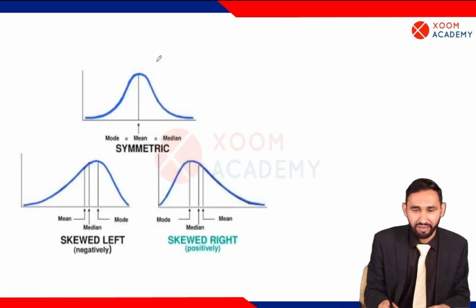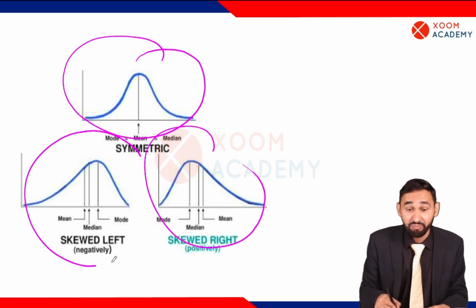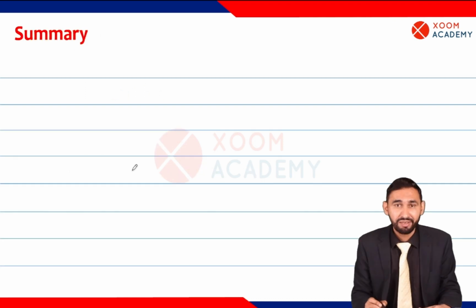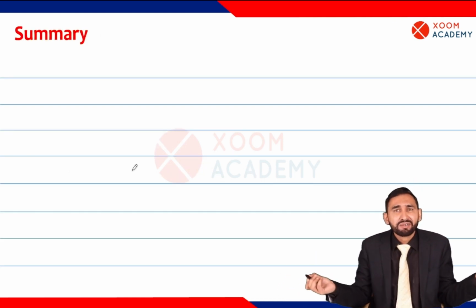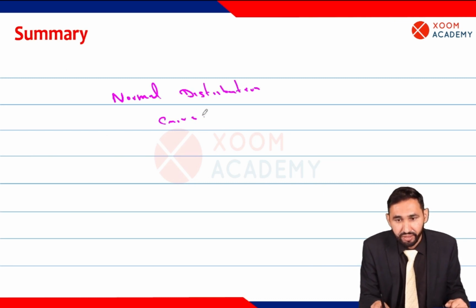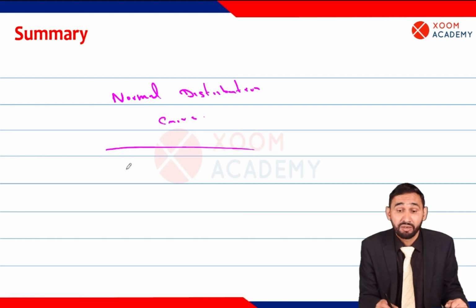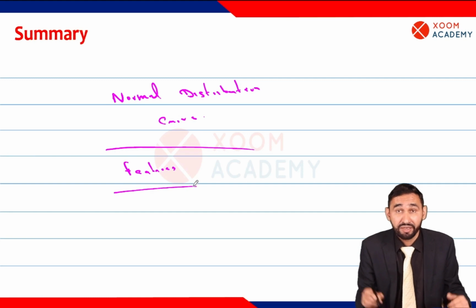You can see all the curves. This is symmetrical curve. This is right skewness and this is left skewness. You must remember these diagrams. So now we will summarize this session. We have discussed what is normal distribution curve, and what are various characteristics or features of normal distribution curve. So I will revise again for you.